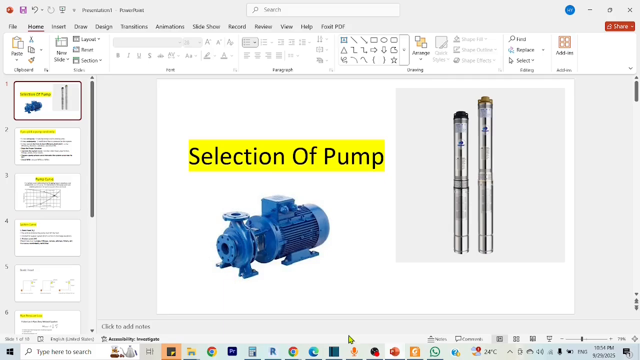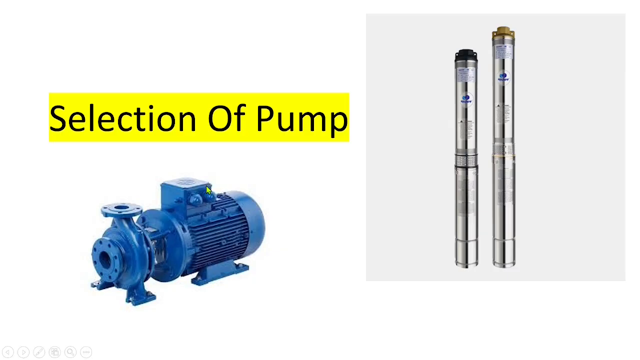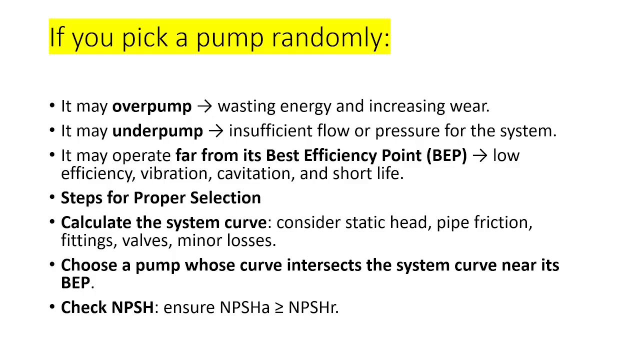So today I will discuss the selection of pump, how we can select a pump so it will perform at its best efficiency point. Here you can see two types of pump. One is a centrifugal pump and another one is a submersible pump, which we use in our underground wells.